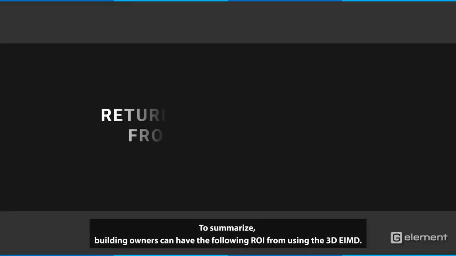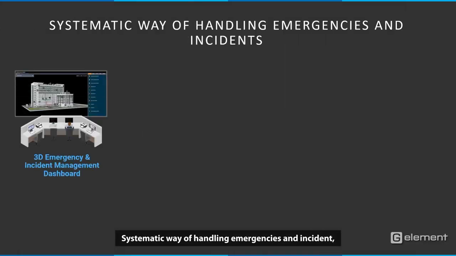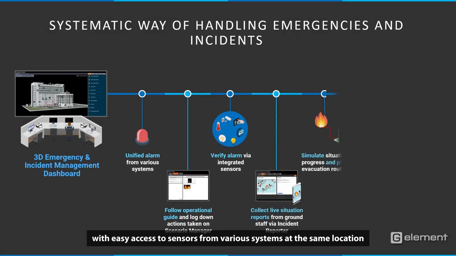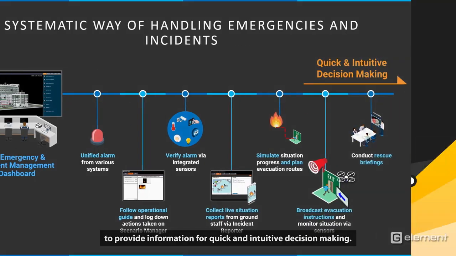To summarize, building owners can have the following ROI from using the 3D EIMD. A systematic way of handling emergencies and incidents, with easy access to sensors from various systems at the same location to provide information for quick and intuitive decision making.